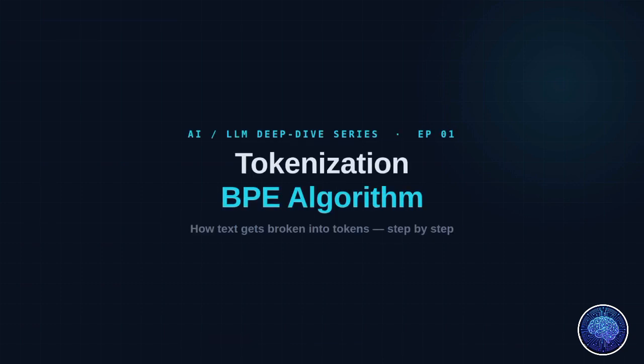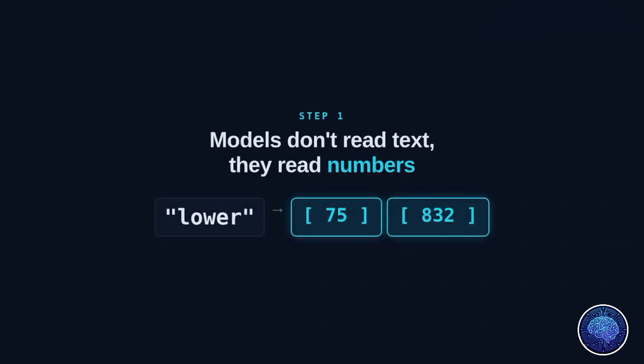Today, we're talking about a fundamental but super important concept: tokenization, and the algorithm behind it called BPE, or Byte Pair Encoding. Let's start with why tokenization even matters. AI models like GPT or Claude don't understand raw text, they need numbers. So every piece of text you type first gets broken down into tokens, and each token is mapped to a numeric ID the model can actually work with.